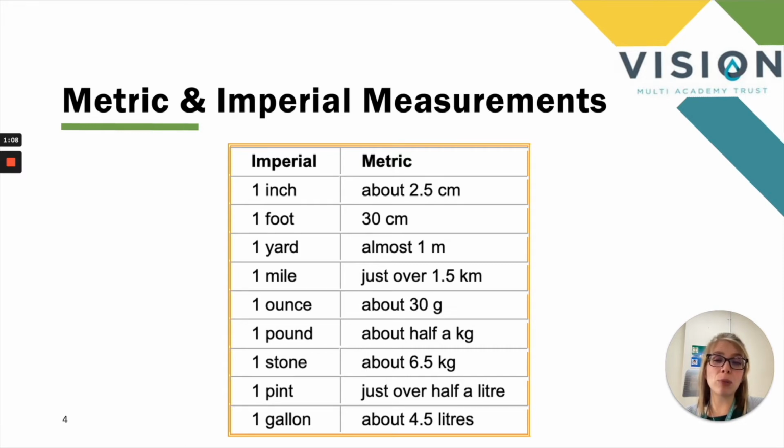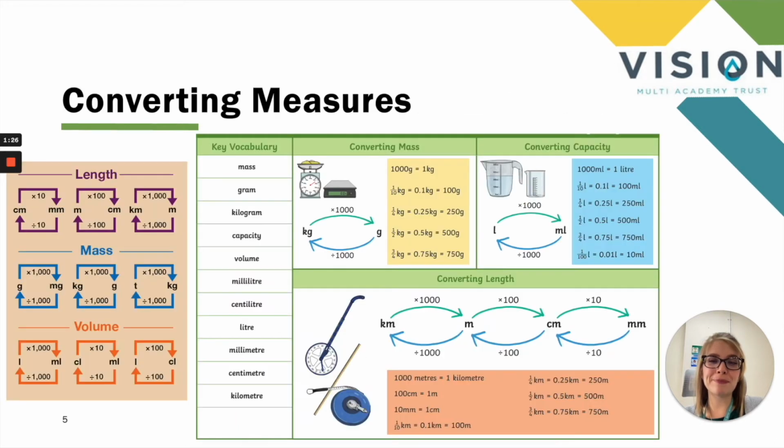So for example, 1 inch is about 2.5 centimetres. Or we have 1 mile is just over 1.5 kilometres. A gallon is about 4.5 litres. So it's important that we use this to help children remember the conversions.